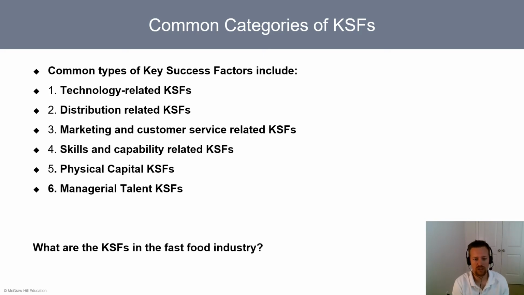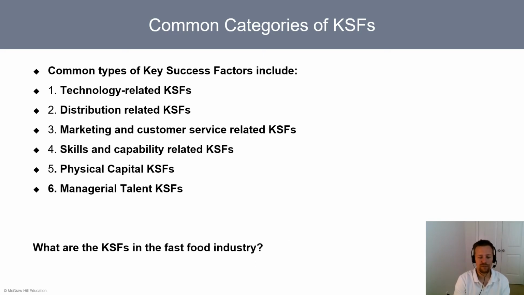So we've got technology related, distribution related, marketing and customer service related, skills and capability related. That refers to the talent that you and the rest of the team in your business bring to the table in pursuing the particular type of business, the industry that you're in. Basically, your adeptness in that industry at doing what you're supposed to do. So if you're a photographer, how good are you at taking pictures? If you're a singer, what's your voice sound like?